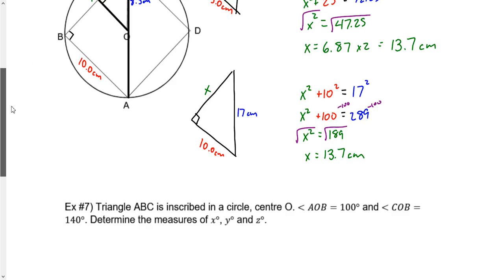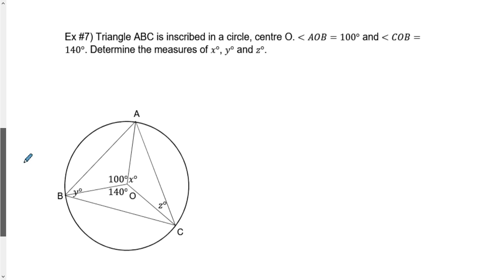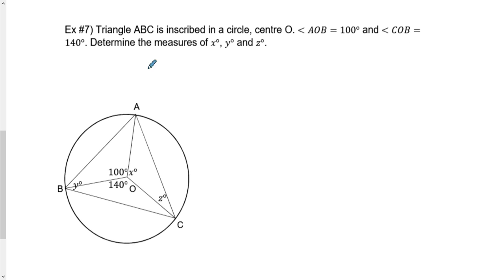Alrighty, last example. Triangle ABC is inscribed in a circle. So basically it's inside a circle with a center of O. So this is O. I had to move the O over just to actually fit it in nicely. Angle AOB is 100 degrees. So this angle right here is 100. Angle COB is 140. We need to determine the measures of angle X, angle Y, and angle Z.